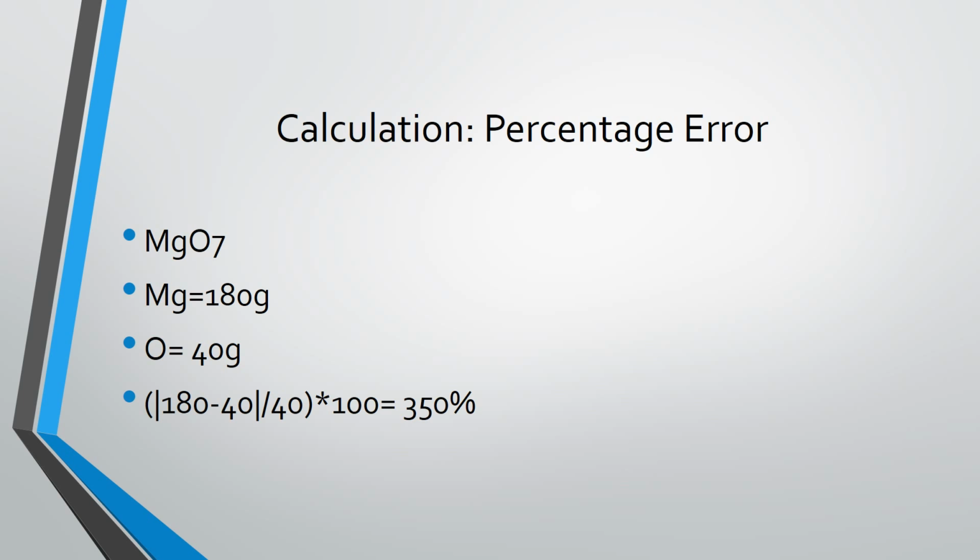For my calculations in percentage error, I used magnesium, which is equal to 180 grams, and oxygen, which is equal to 40 grams. And I did 180 minus 40 in absolute value, divided by 40, times 100, which was equal to 350%.